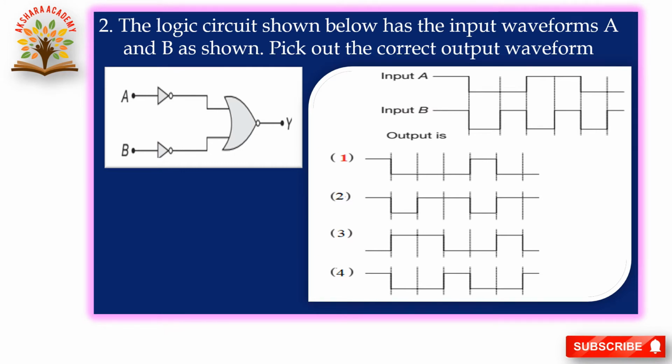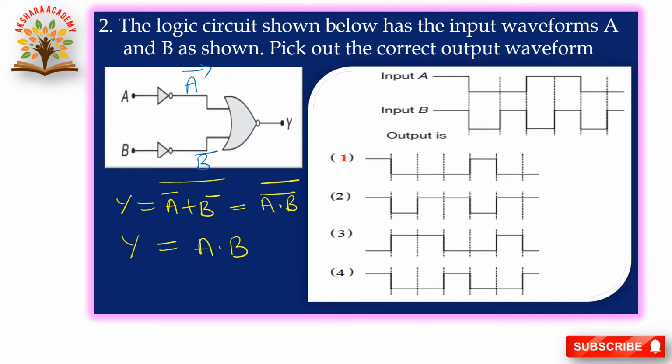Now here A bar, and here also A bar. Now output Y is equal to (A bar plus B bar) whole bar, which is equal to A dot B. Now this can be written as Y is equal to A dot B. This given circuit represents an AND gate.